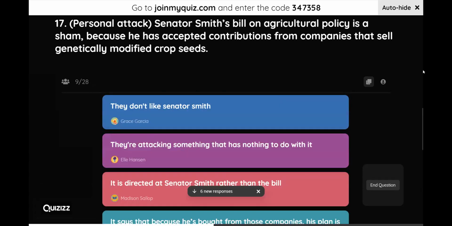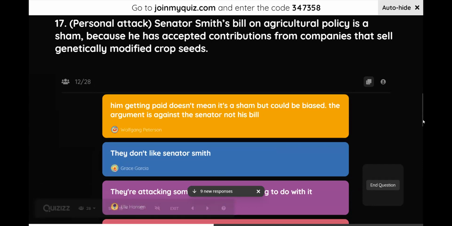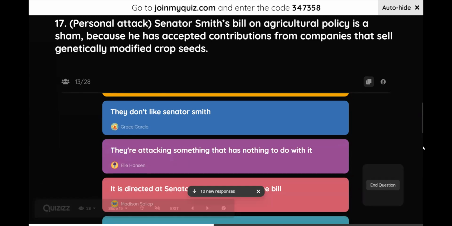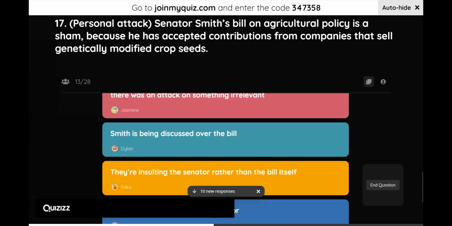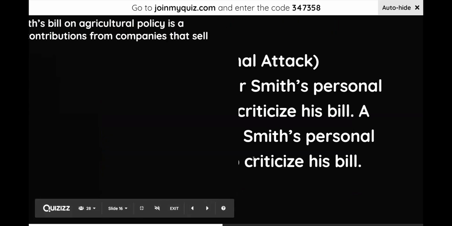And he could still accept money maybe from large companies, and he could still write a decent agricultural bill, right? Even if you don't agree with the companies and everything, there's probably something that you do agree with. There's probably some common ground that you could find. It's directed at the senator and not the bill itself. I think I saw that somewhere on there. These are all good sort of responses. I'm going to skip ahead. I know I'm probably going a little quick.